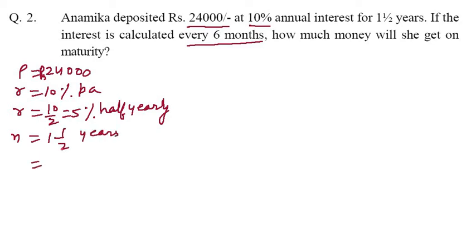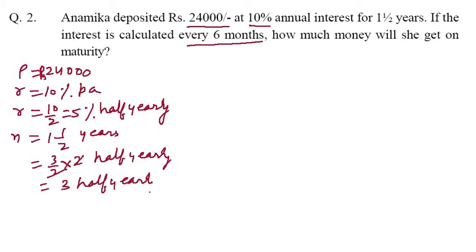Now it will be changed into half yearly. So 2 times 1 is 2, and 2 and 1 is 3. So 3 by 2 into 2 half yearly. So 2 will be cancelled out. So you have to write 3 half yearly. That is the N. Now apply the formula.